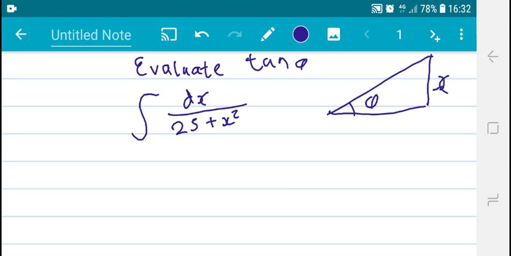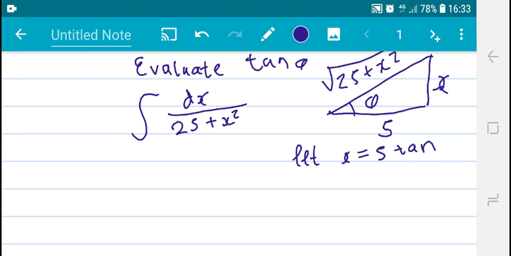And then we place our adjacent. Our adjacent side should be the square root of 25, which is 5. And then our hypotenuse, using Pythagoras' theorem, should be the square root of 25 plus x squared. And now we just let x equal 5 tan theta. And you can check that this is valid using basic trigonometry.